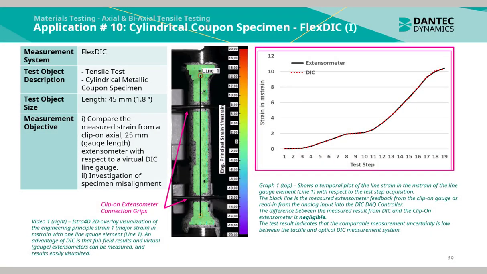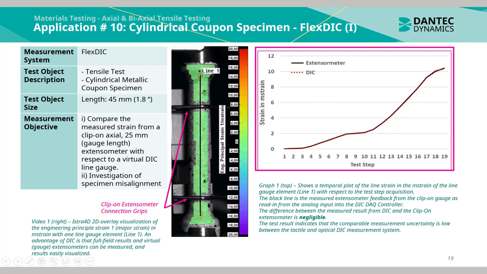Application 10 is a tensile test performed of a cylindrical metallic coupon specimen with a length of approximately 45 mm. This measurement was performed using the FlexDIC system, and the measurement objective was to compare the measured strain from a clip-on axial 25 mm gauge length x in centimeter with respect to a virtual DIC line gauge. The second measurement objective was to investigate the specimen misalignment.